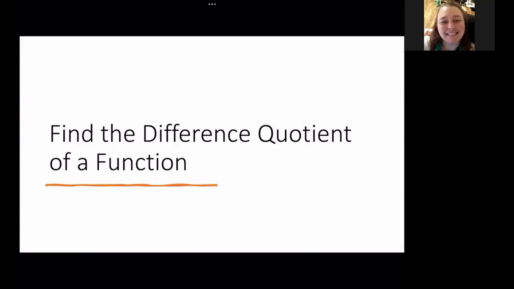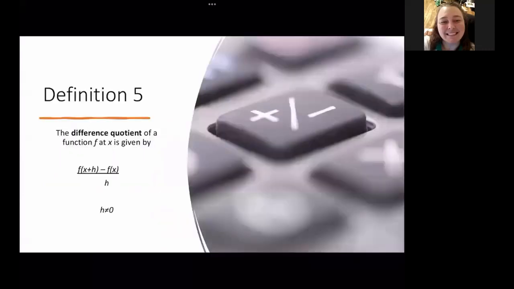Now, how are we going to find the difference quotient of a function? Well, first of all, let's define what that means. The difference quotient of a function f at any x is given by f of x plus h minus f of x over h. Now, if you notice, it is a fraction, which means one thing: the denominator cannot be equal to 0. So we need to make sure that h is not equal to 0 in this equation.